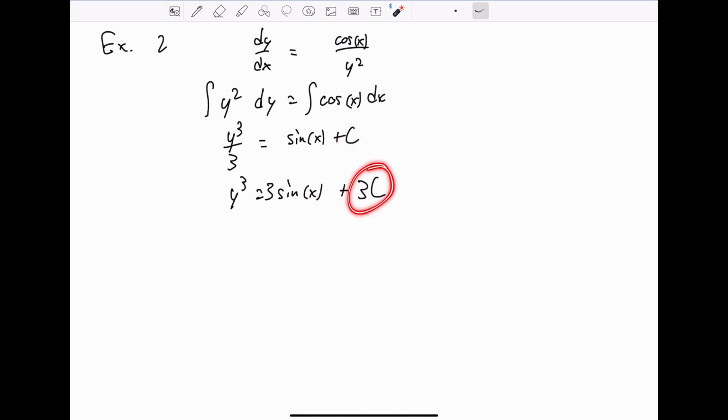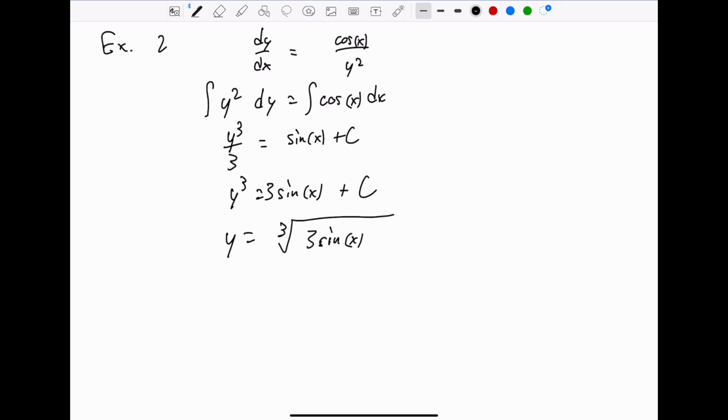So 3 times c, that's just another arbitrary constant. So instead of mixing up different constants here, I'm just going to call this c. It's not really the same c as what we had in the previous line, but it's still just an arbitrary constant. Finally, to solve for y, we will take the cubed root. So y equals the cubed root of 3 sine of x plus c.